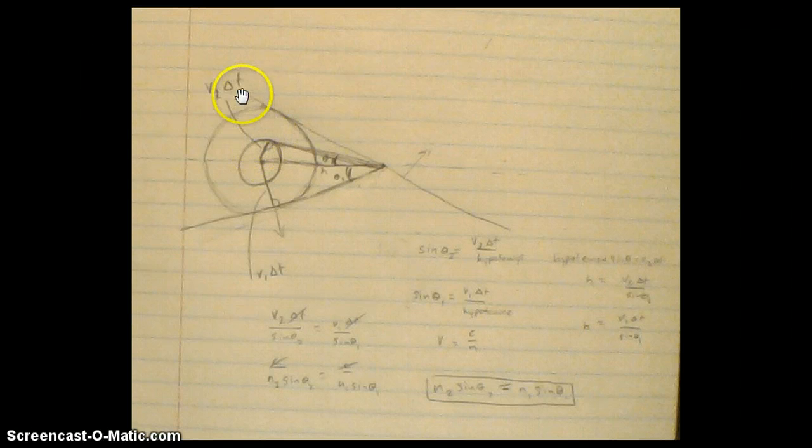in some sort of time t, which ends up canceling, this is how far the light goes, and in some sort of time t that cancels, this is how far the light goes. So the sine of this theta is opposite of our hypotenuse, and the sine of this theta is opposite of our hypotenuse. So sine theta 2 is equal to v2 times change in t.